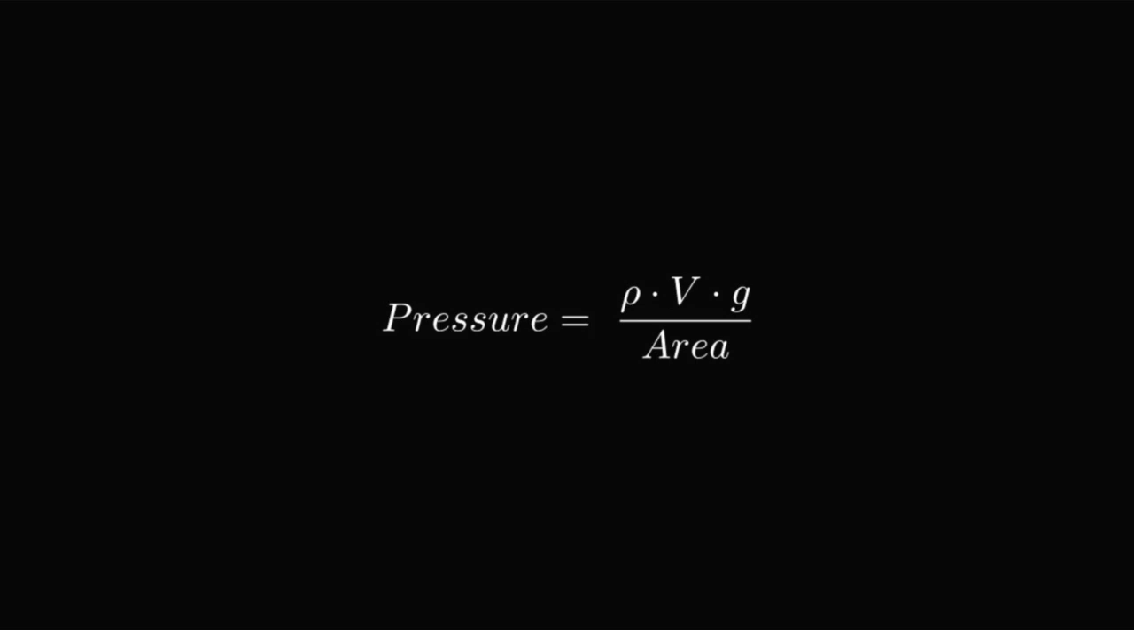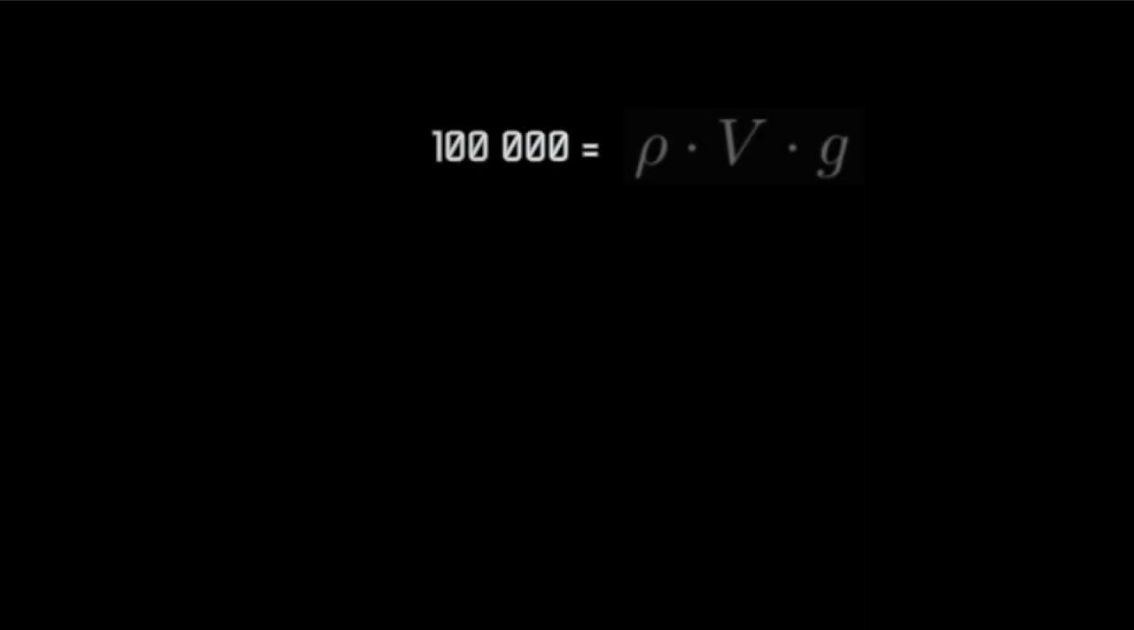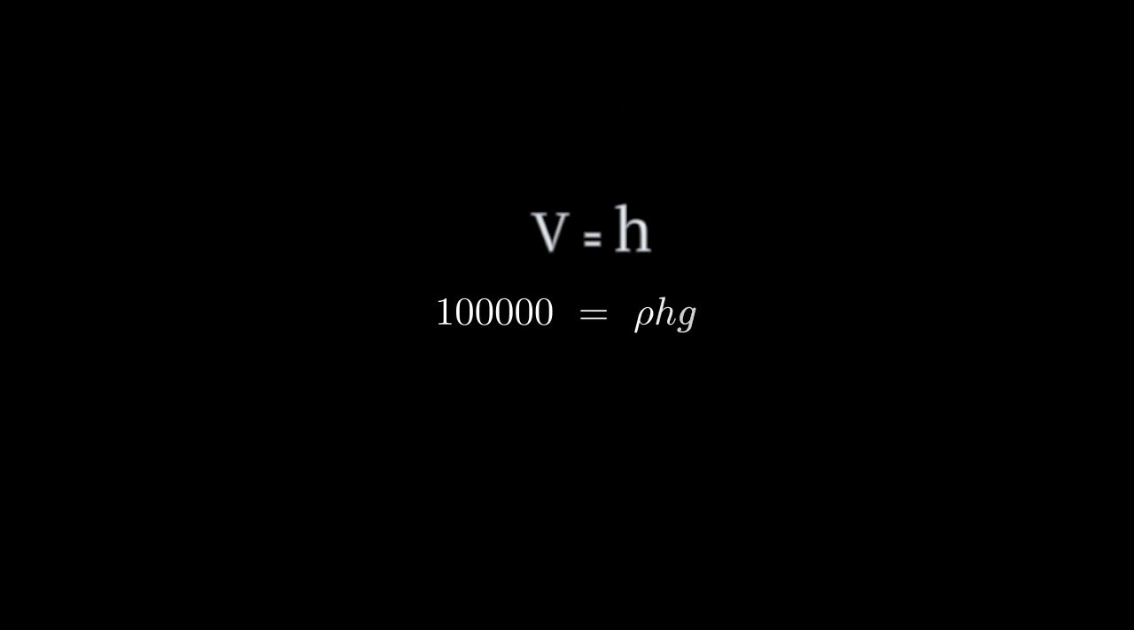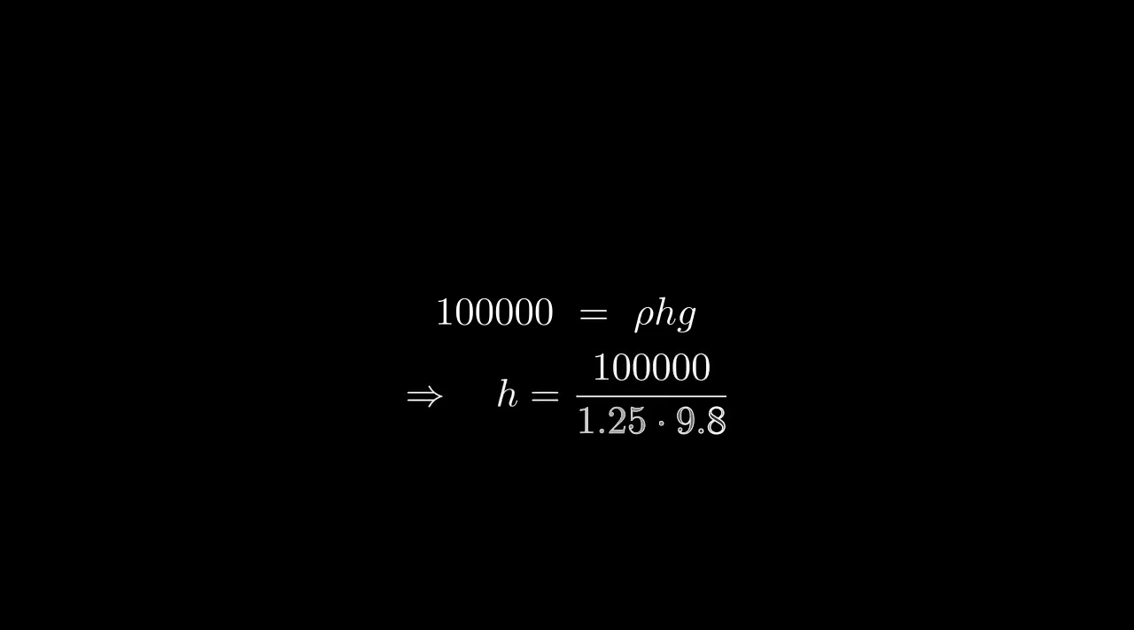Well, from this equation we see that for area equal to 1 meter squared, we get that 100,000 is equal to rho times V times g. But the volume is equal to height, because the cross-sectional area is 1. The average density of air near the surface is equal to 1.25, so we get H is 100,000 over 1.25 times 9.8. So H is approximately 8,200 meters.